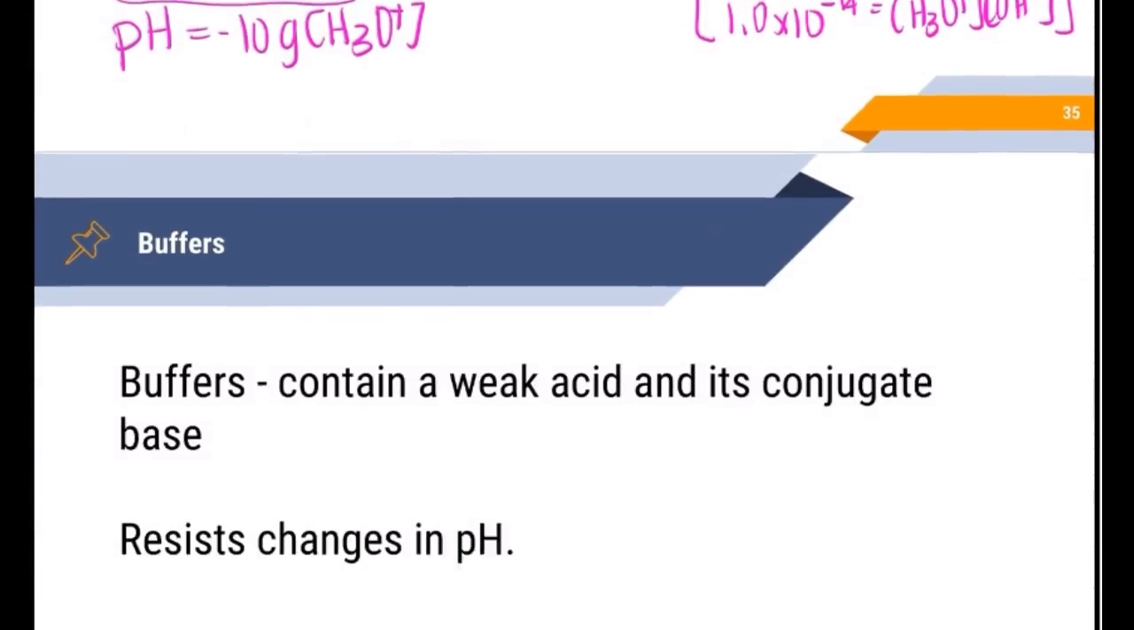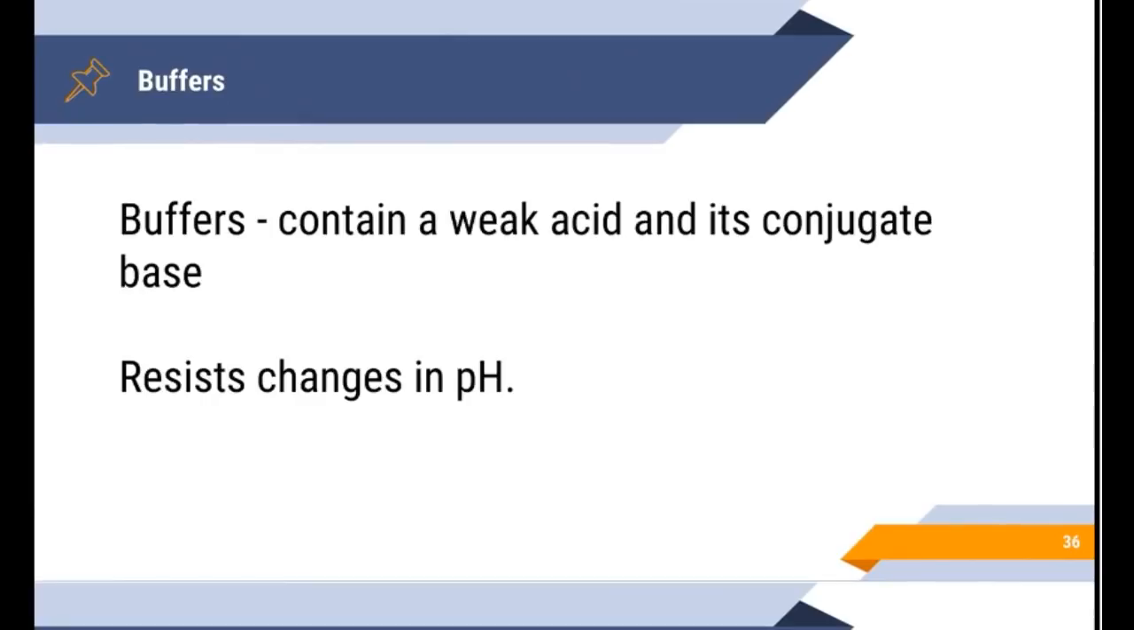So the last thing we're going to talk about really quick is buffers. Buffers have to have two things. The job of a buffer is to resist changes in pH. Our blood is a buffer. We have to make sure our blood does not get too acidic. That's called acidosis. It cannot get too basic either. That would be bad. Our blood has to stay right around a pH of 7.35.